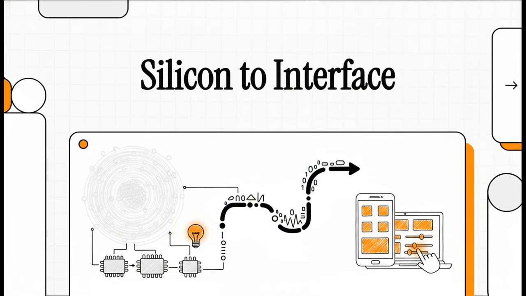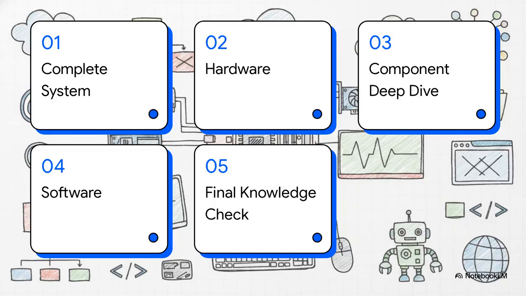All right, let's dive right into this explainer and completely demystify the core components of a computer system. Today, we're going from silicon to interface, exploring exactly how the physical nuts and bolts combine with digital instructions to create the applications we rely on every single day. So here's our roadmap for today. We're going to cover the complete computer system, check out the hardware, do a component deep dive, look at the software, and wrap it all up with a final knowledge check.